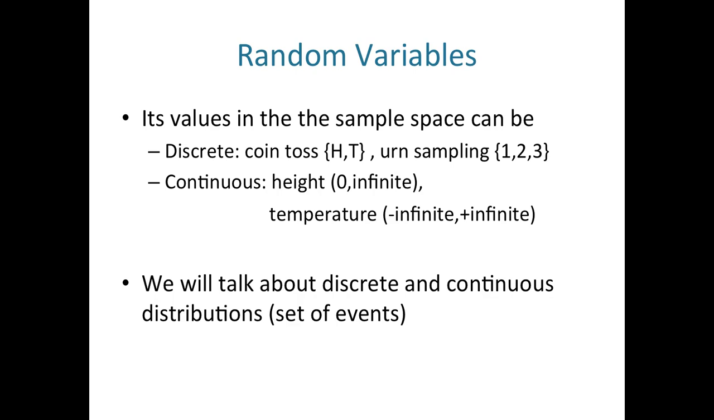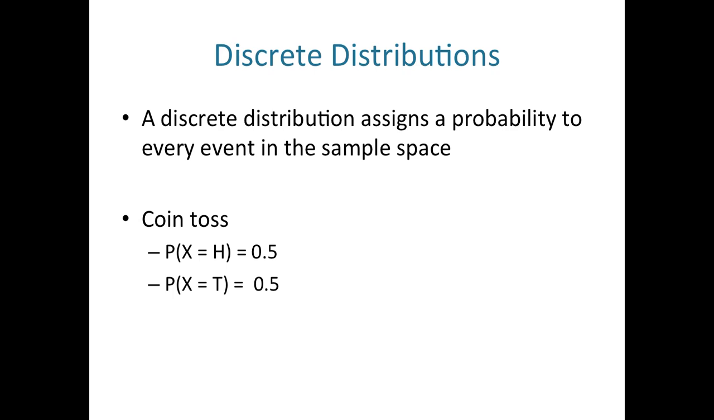Right now, we have defined how we can create the sample spaces for discrete events. We'll explain how we can create sample spaces for continuous events, which is just a function, okay? But we will also talk about the different types of distributions. When we talk about discrete distributions, a discrete distribution assigns a probability to every event in the sample space. So imagine we are tossing a coin. We have two different possible events, okay? So for each of the potential events, we assign a 50% probability.